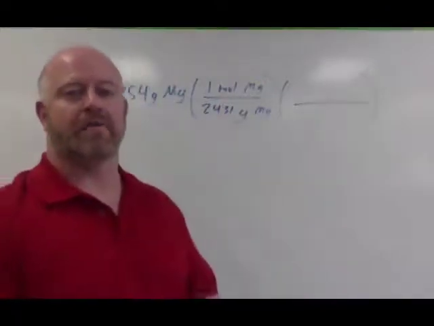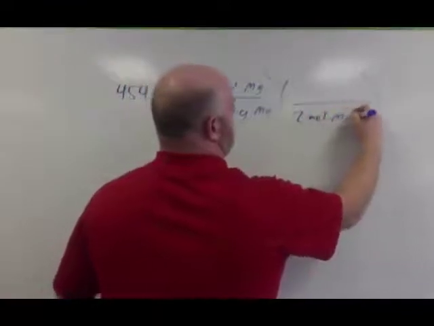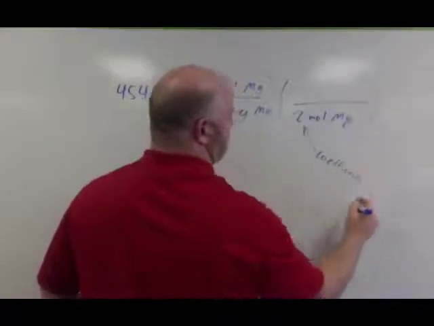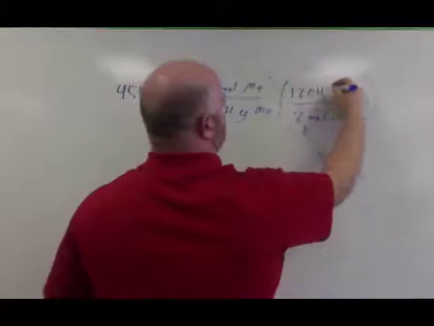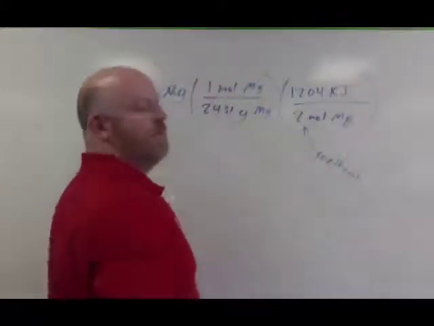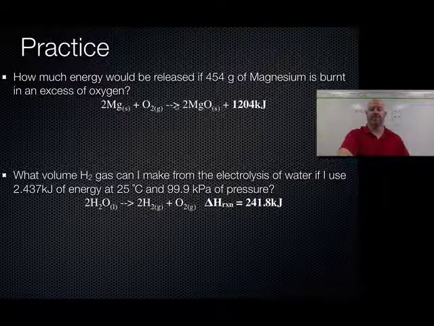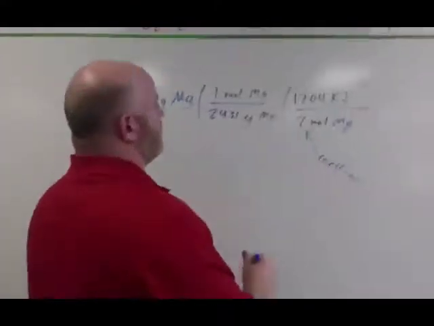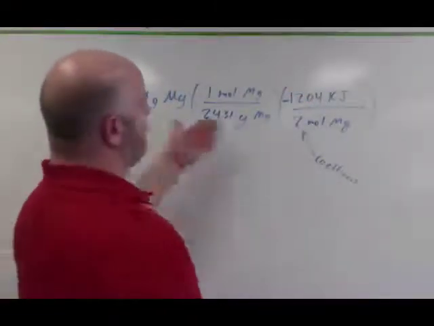And according to my balanced equation, I'm using 2 moles of magnesium. That's the coefficient from the equation. And I produce 1,204 kilojoules of energy. Now, if you go back to the screen, because we have this written on the right-hand side of our reaction, this number has to be made negative because it's being produced, or it's exothermic. So I'm going to put a negative sign in there, and then I have my setup.